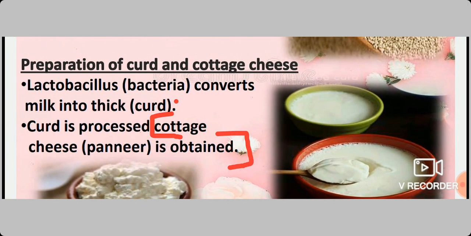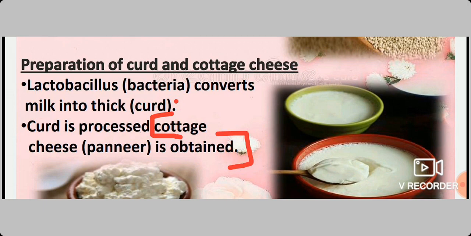Then preparation of curd and cottage cheese. Cottage cheese is nothing but paneer. Now, first we will see about curd. Lactose is present in milk. The lactose changes into lactic acid by the action of Lactobacillus. That's a bacteria. Milk becomes thick, no? That is curd. Because of the Lactobacillus bacteria, milk changes into curd.